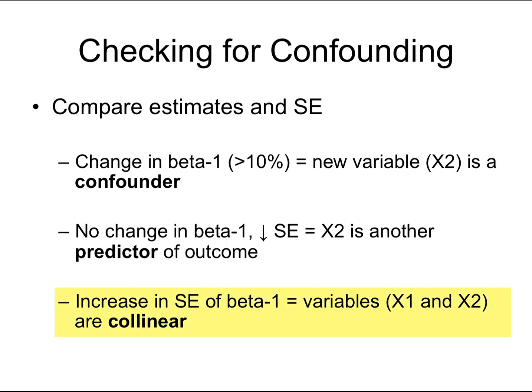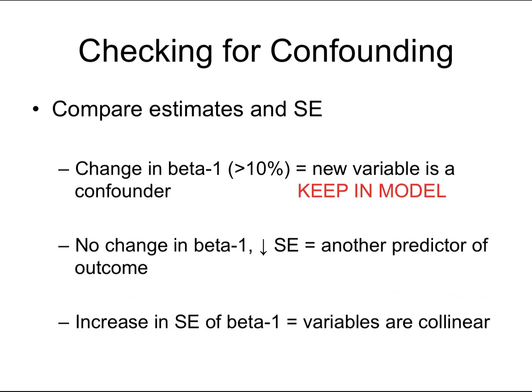If the standard error of beta 1 increases a lot, then the two variables are collinear. Collinear is another way of saying that the variables are very highly correlated to the point that they're basically measuring the same thing. This can cause major problems in your multivariable model. If a variable is a confounder, you'll want to keep it in the model to adjust for its confounding effects.